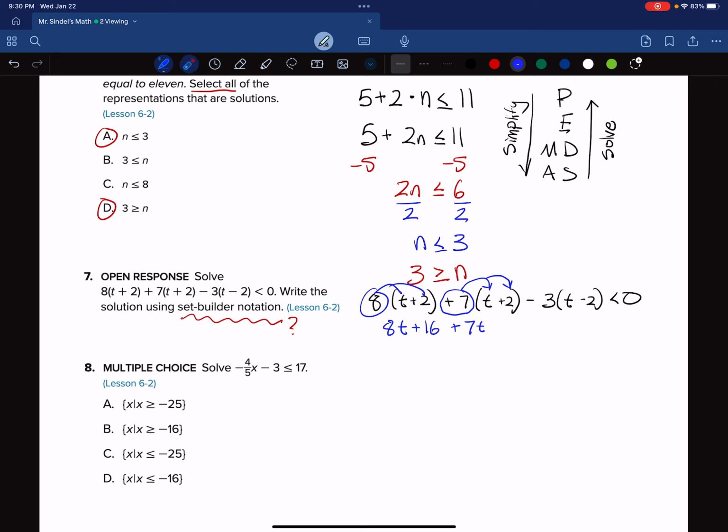And then I'm going to distribute the positive 7 into the 2 as well. 7 times 2 is a 14. And again, what sign do you do? Well, a positive times a positive is a positive, so this is still a plus 14.